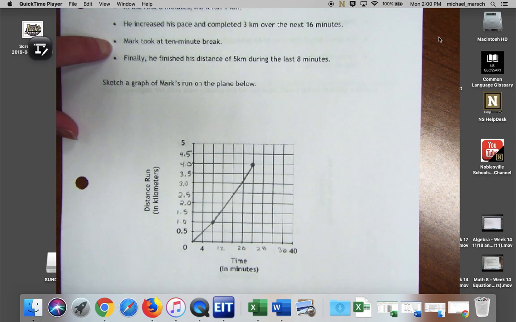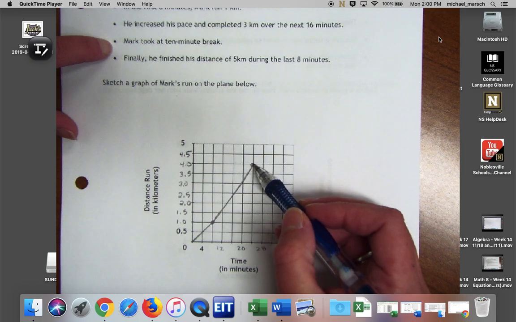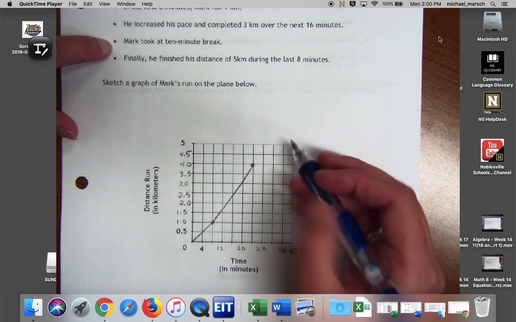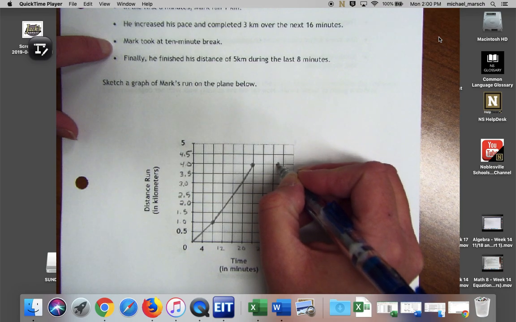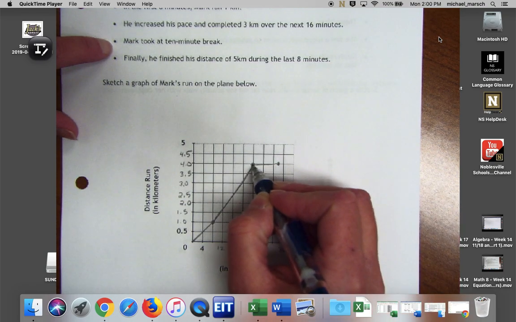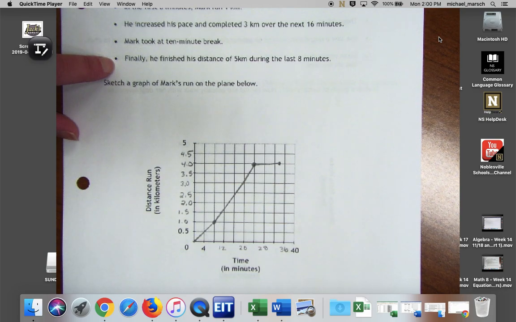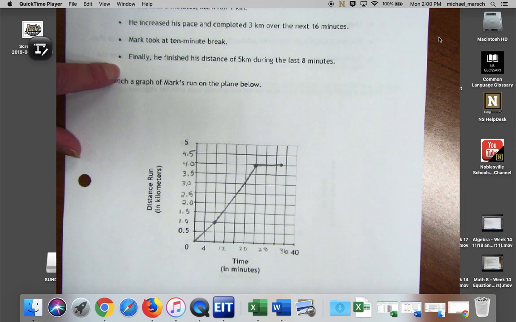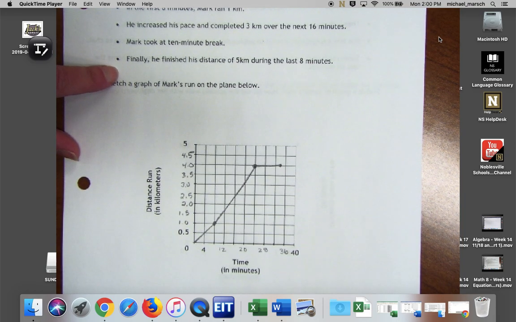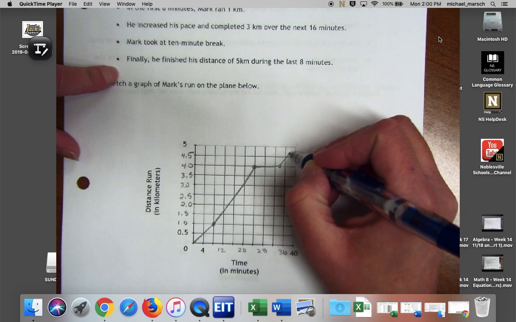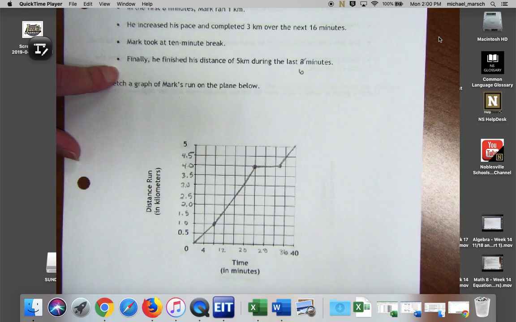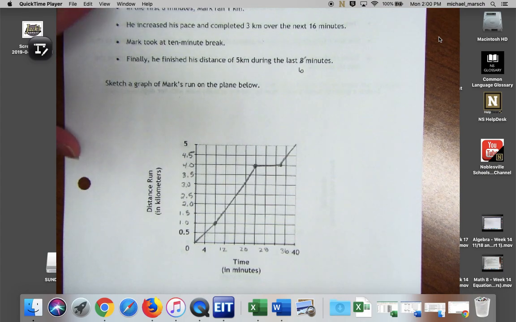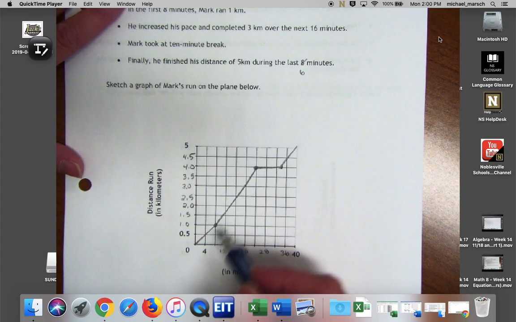So Mark took a 10-minute break. So I'm at 24. So I need to go all the way to 34 to show 10 minutes. And then he finished his distance of the 5 kilometers during the last 8 minutes. This should really say 6 minutes. During the last 6 minutes. So this was Mark's run for the day.